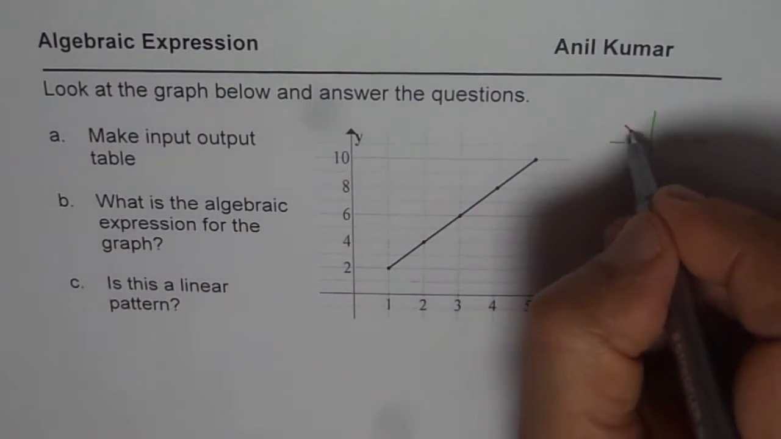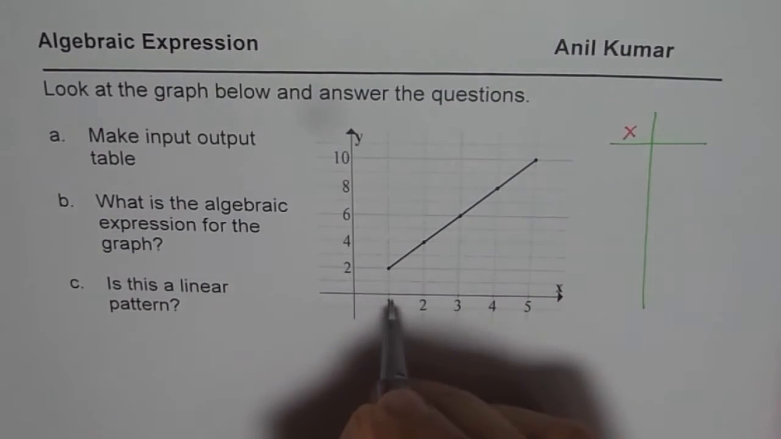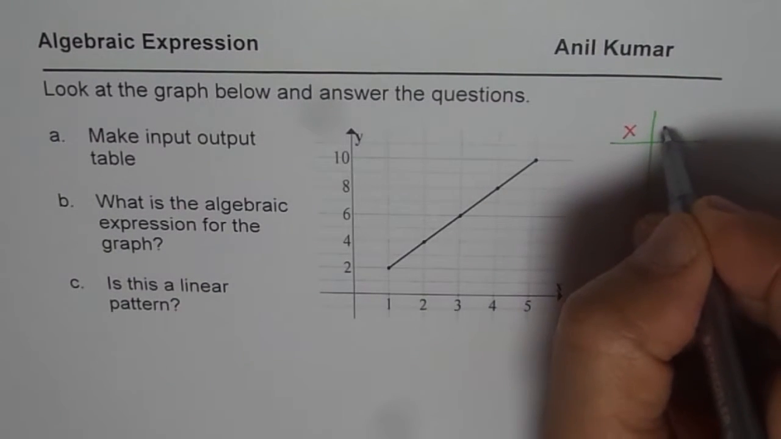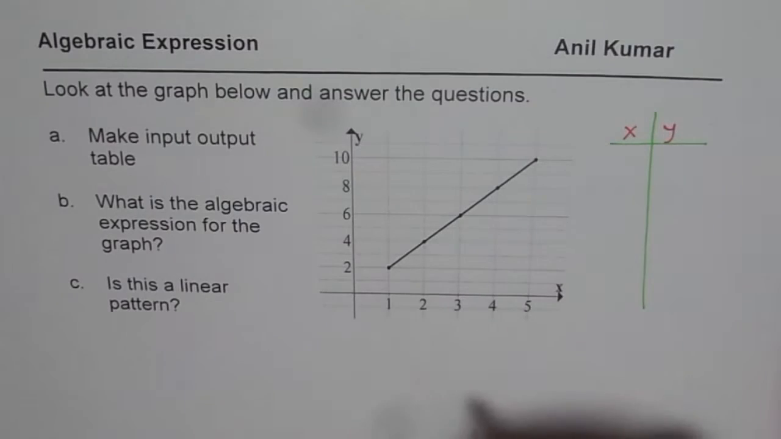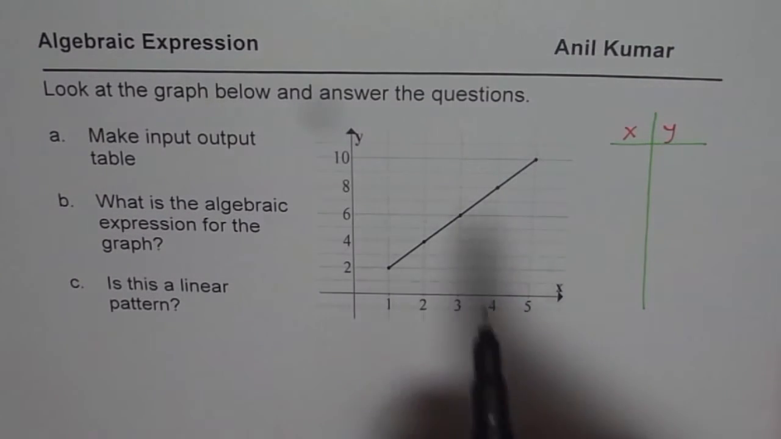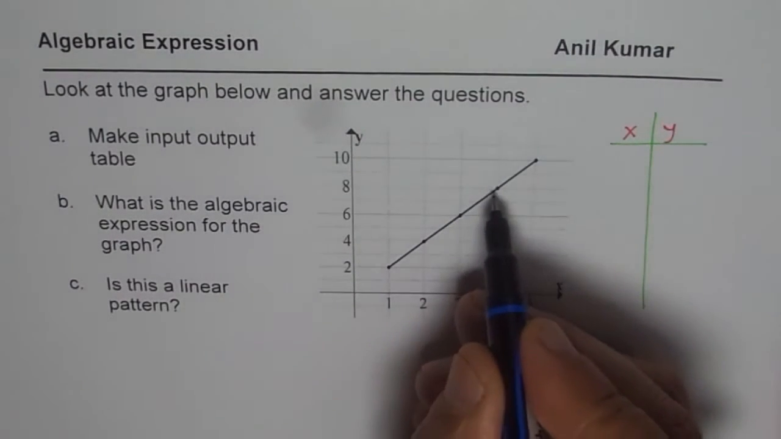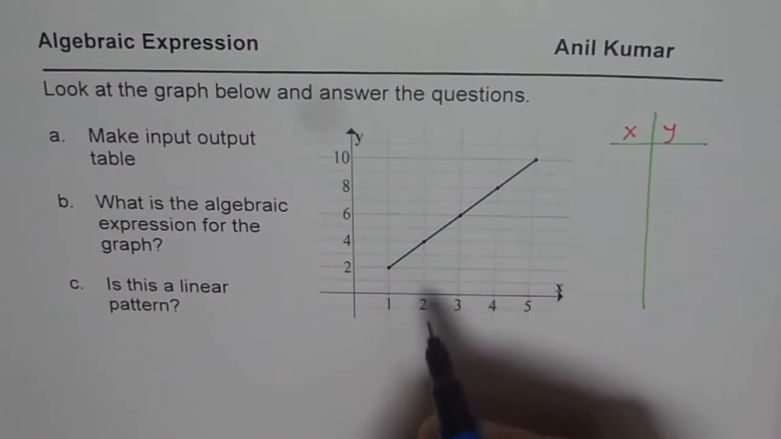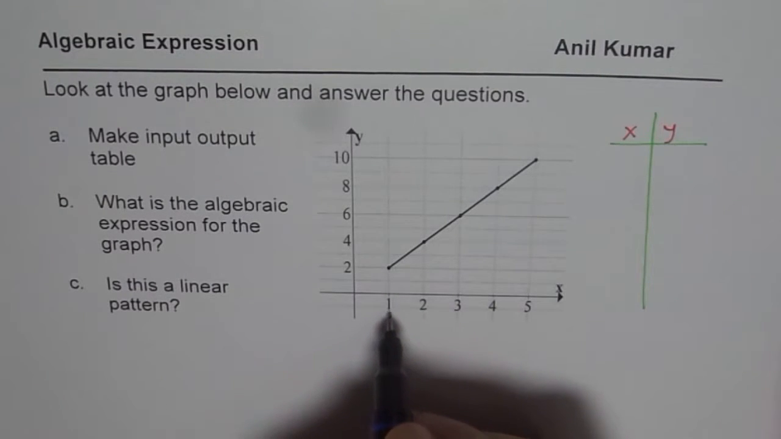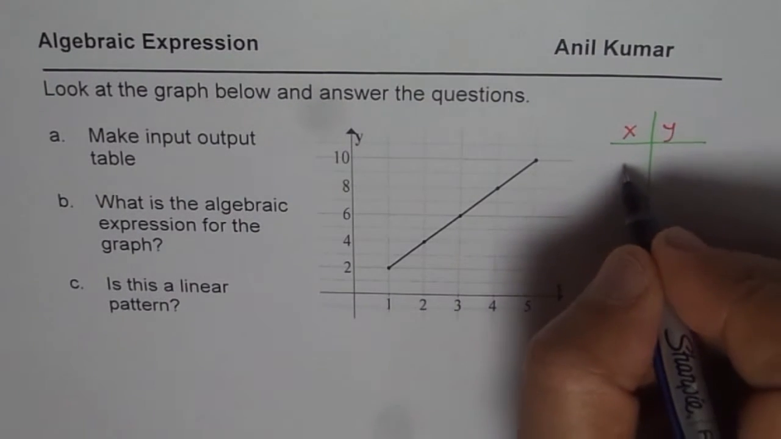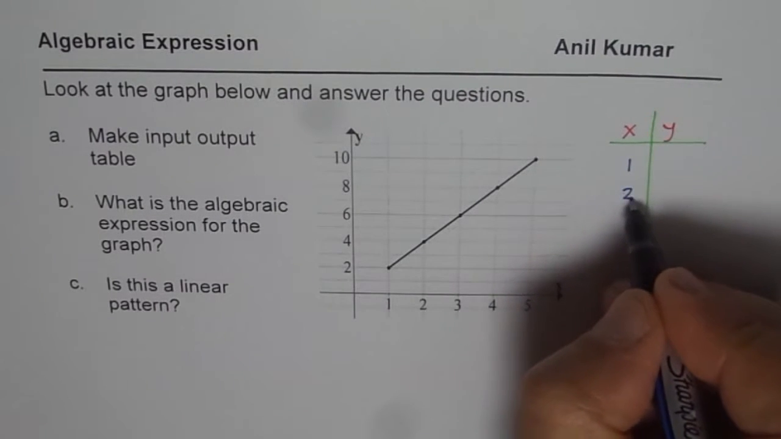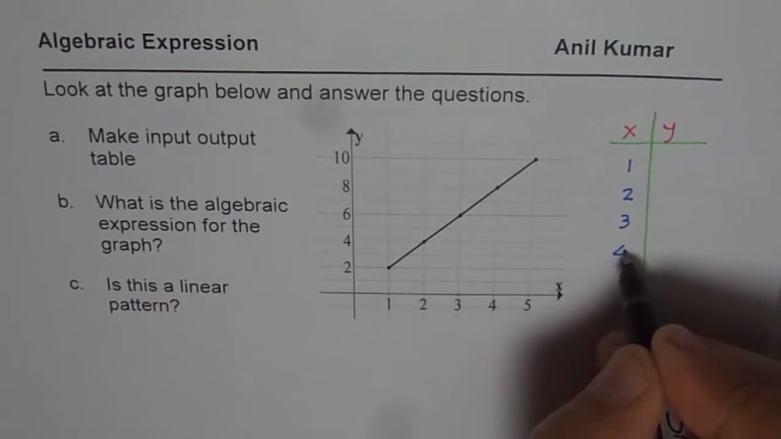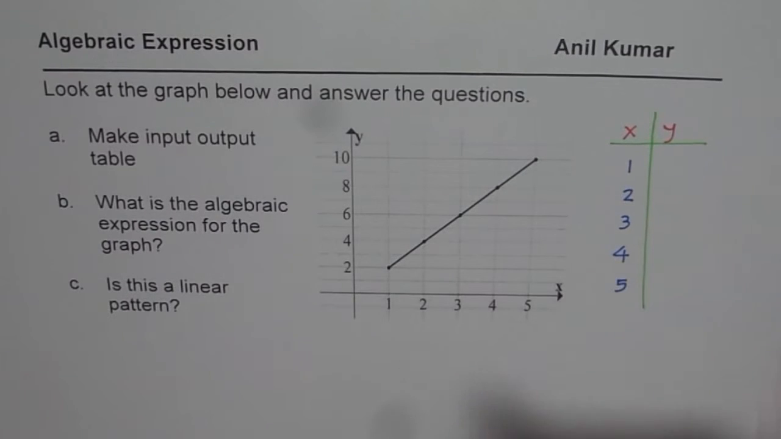So we'll have x values, and these are the x values, 1, 2, 3, 4, 5. And for each x value, we'll write down the y value. So let's begin. These are the dots which we are interested in finding the value of. So the numbers for x are 1, 2, 3, 4, and 5. Let me write down those numbers, 1, 2, 3, 4, and 5.